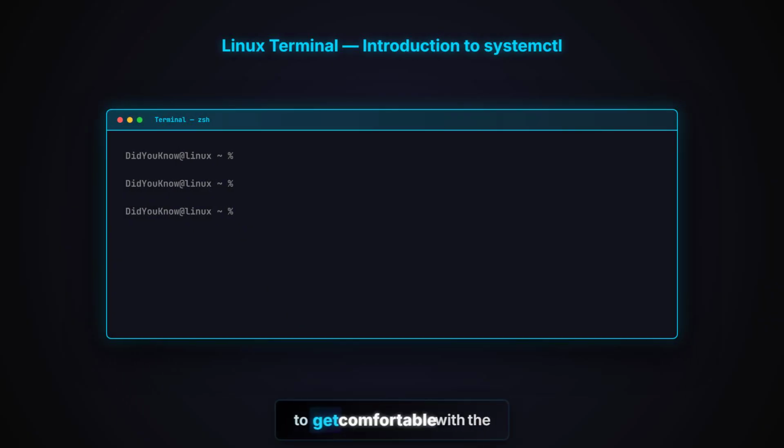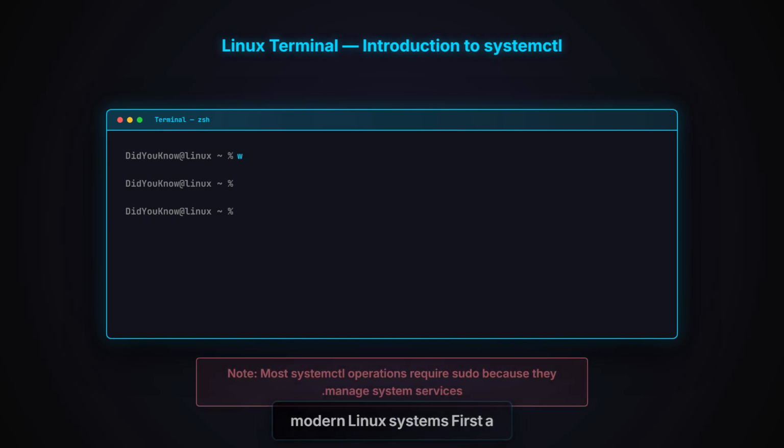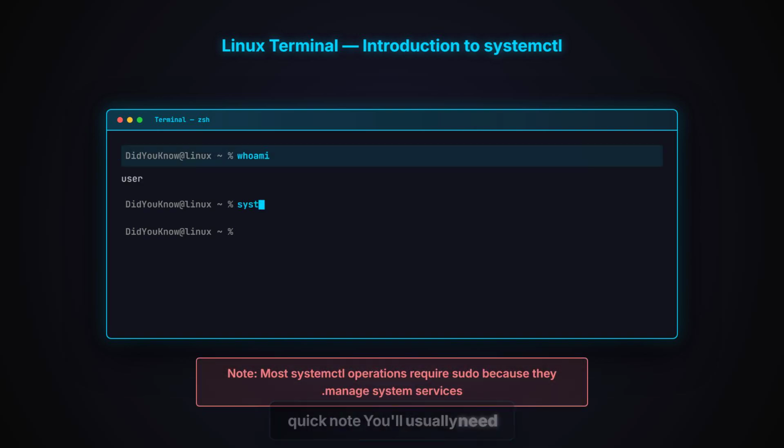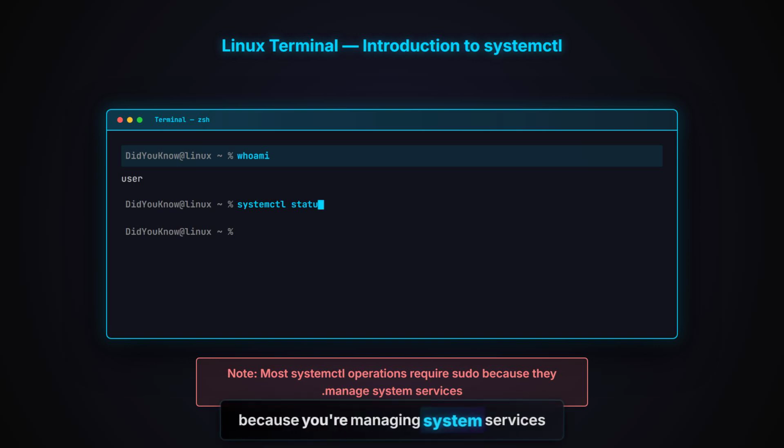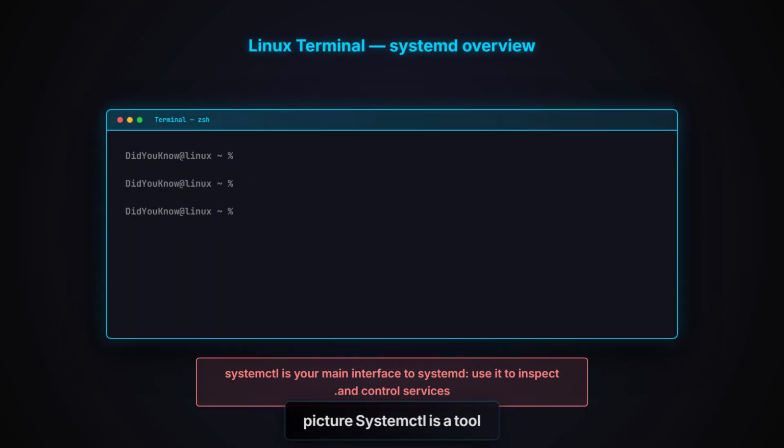In this video, we're going to get comfortable with the systemctl command, the main way to control systemd services on modern Linux systems. First, a quick note: you'll usually need sudo for most systemctl commands because you're managing system services. Let's start with the big picture.